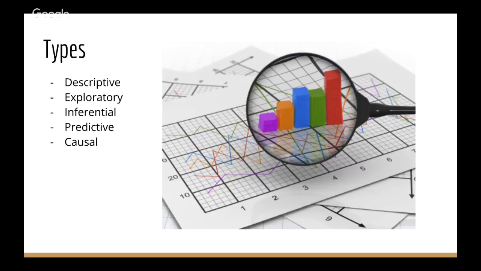Inferential analysis is when a researcher takes a small sample in order to point out something about a larger population. And then predictive analysis predicts future happenings by looking at current and past facts. The last is causal, and causal analysis is used to find out what happens to one variable when you change some other variable.